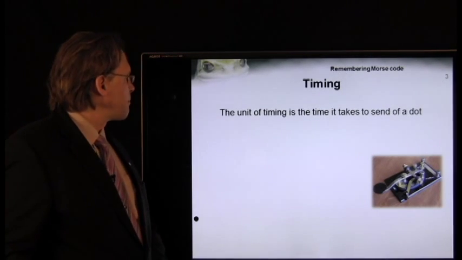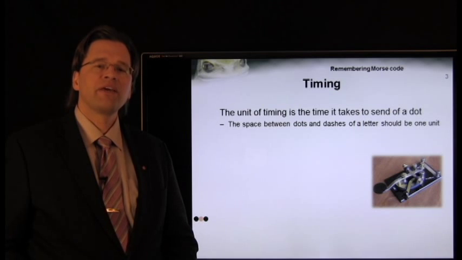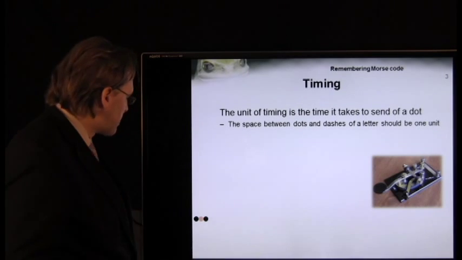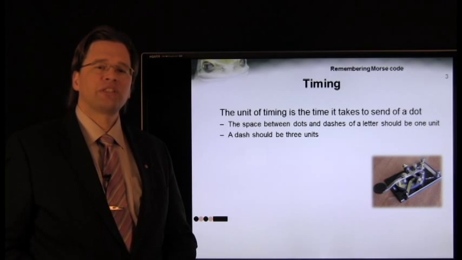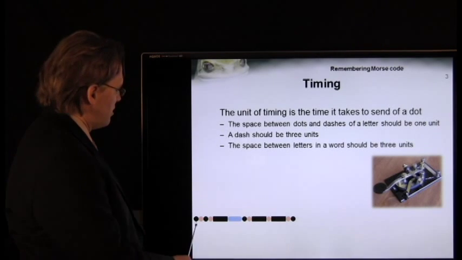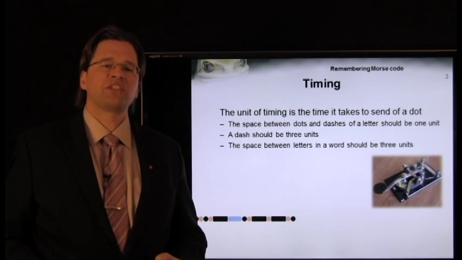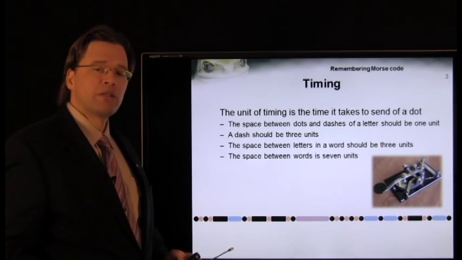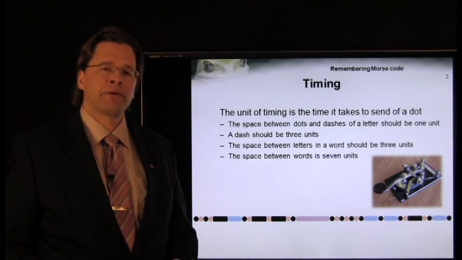Now, the unit of timing in Morse code is the time it takes to send a dot. That is the unit. The space between dots and dashes is equal to that unit of time. So the space should be the same as the time it takes to send a dot. A dash should take 3 units of time to send. The space between different letters should equal the time it takes to send a dash, while the space between 2 words should be 7 units of time, or the time it takes to send the letter M, 2 dashes.